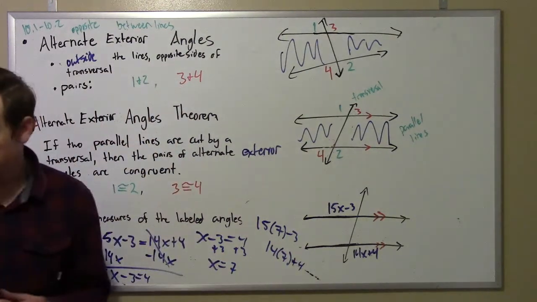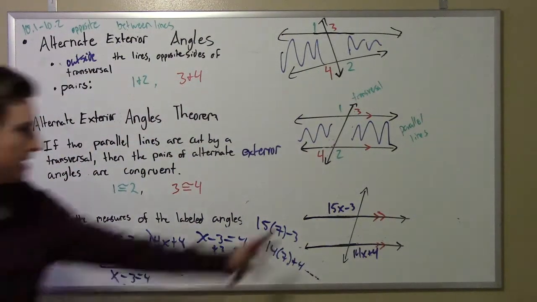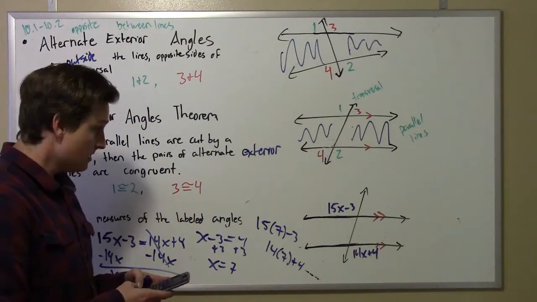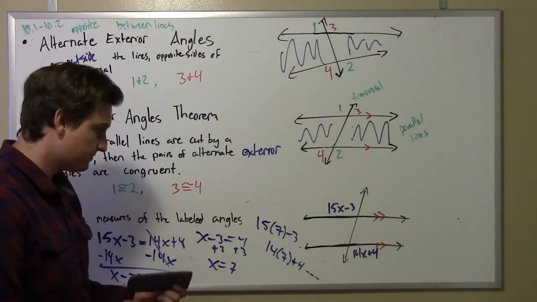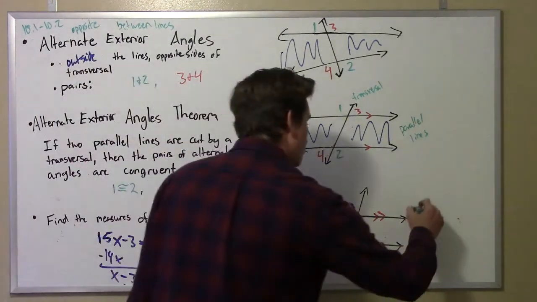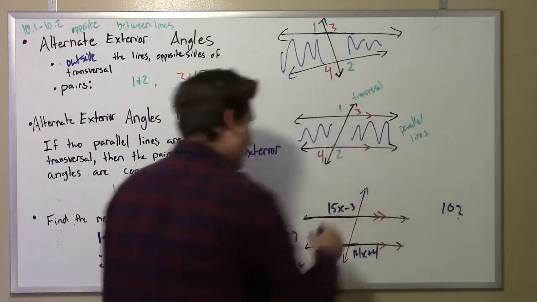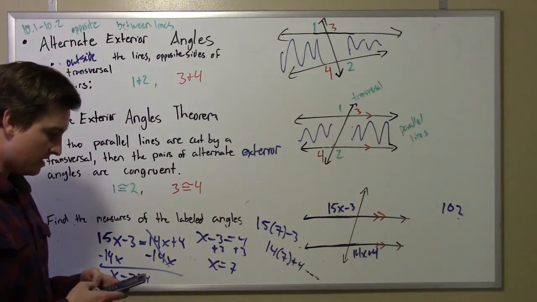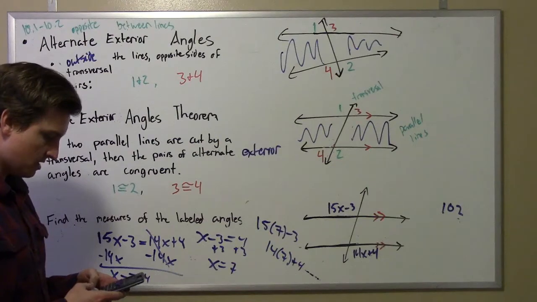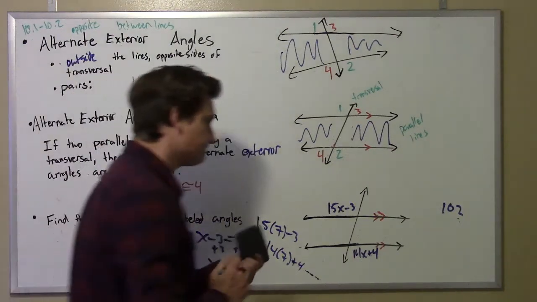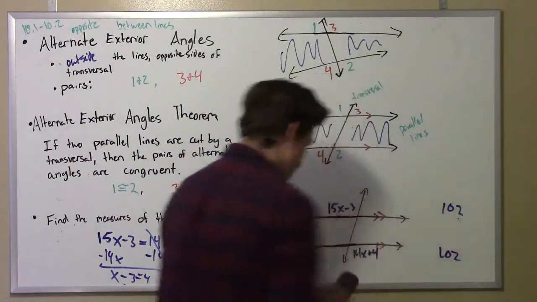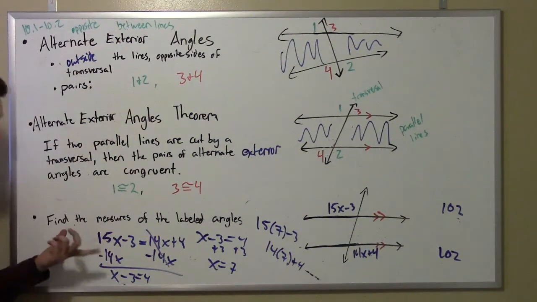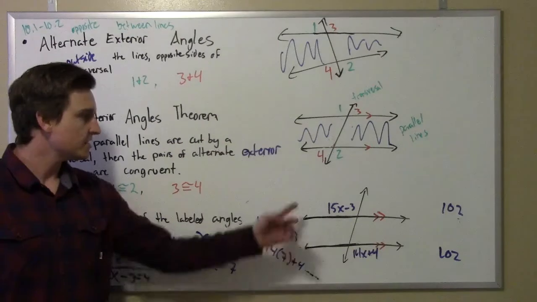And they should come out to be the same exact thing, because we know that these angles are supposed to be congruent. So let's do 15 times 7, and we'll subtract 3. So that's 102 for this guy. Should get the same thing on the other one. So 14 times 7, and then plus 4 is 102. Alright, so that's how you can use the alternate exterior angles theorem to set up and solve an equation and solve for missing angles.